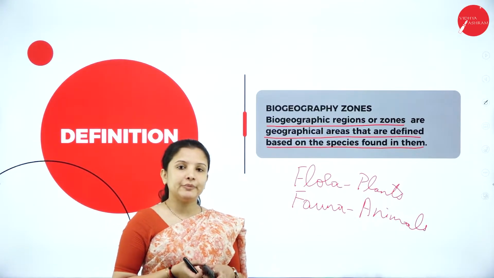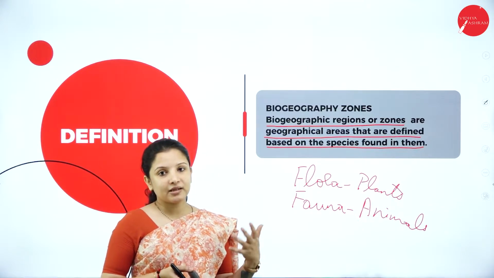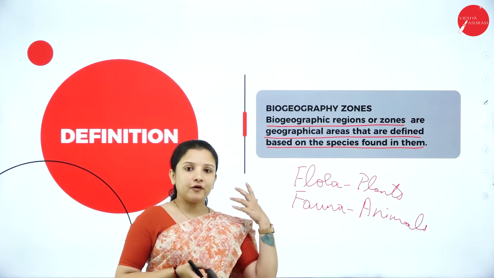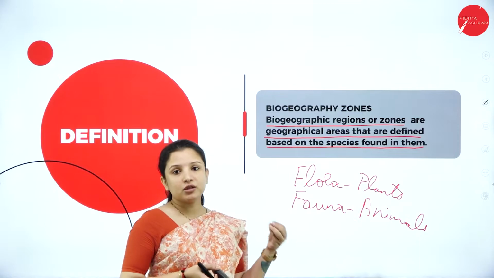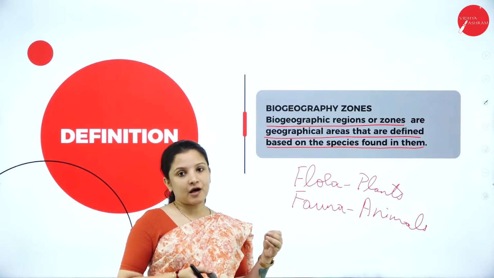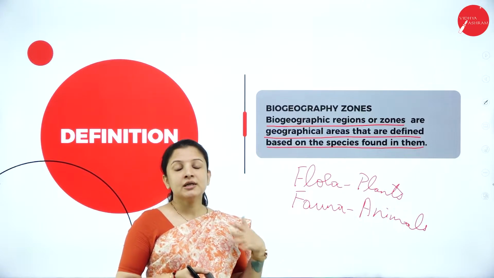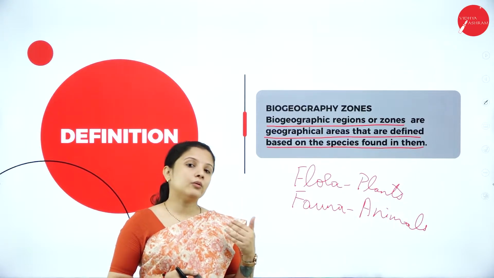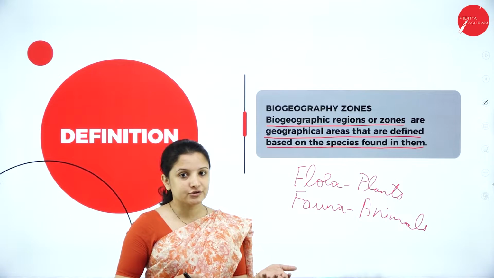So the different types of flora and fauna in a particular area will determine the biogeographic zone. Say, for example, we have the Trans-Himalayan region. The type of organisms or the type of life found in the Trans-Himalayan region is completely different when compared to that of the coastal zones, right?